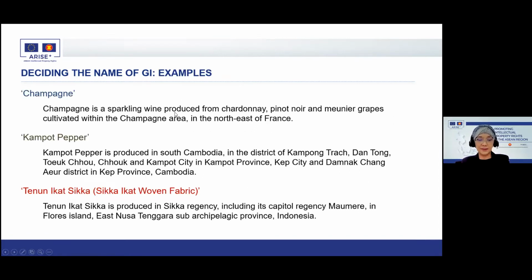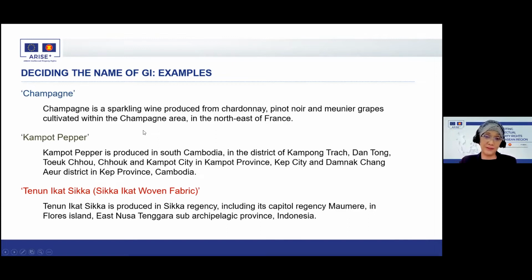This is an example. Now, Champagne. Champagne actually is a sparkling wine produced from Chardonnay, Pinot Noir, and Meunier grapes, cultivated within the Champagne area in the northeast of France. So this is actually the name of the area. But most of us, including me, knew Champagne at first as a bottle of white sparkling wine, not an area.